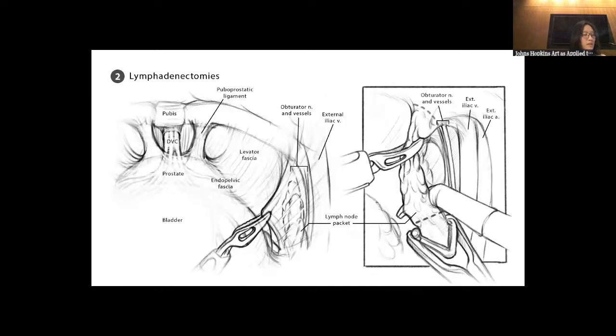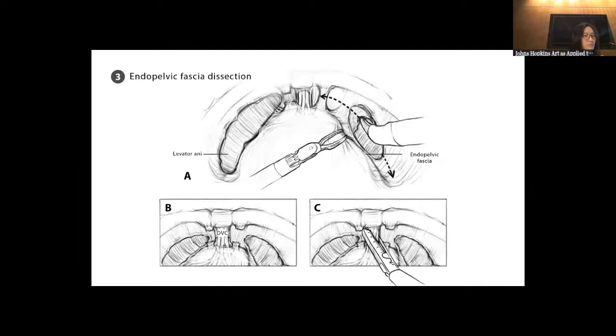Next, the lymph nodes are examined and a bilateral pelvic lymphadenectomy is performed using clips for hemostasis. Care was taken to preserve the obturator nerve and vessels. The endopelvic fascia and puboprostatic ligaments are incised to free the prostate laterally and apically. The dorsal venous complex, or DVC, is ligated with an endostapler.